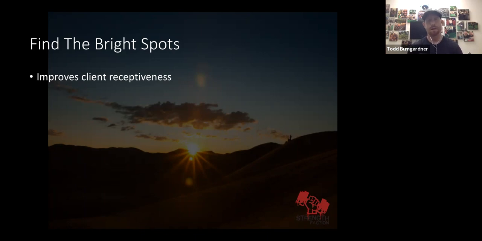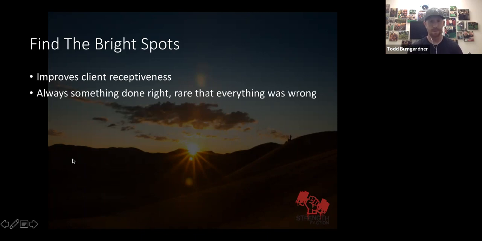So if we're looking at a lift, we always want to find the bright spots first, because there's always going to be something that was done right. It's rare that everything in an exercise was wrong. I mean, sometimes that happens, right? You look at something and it's an absolute train wreck, movement-wise. But if you can't find anything about the movement that was great, you can always reinforce effort, right? So there's always going to be some piece that we can reinforce. We can find that bright spot, right?